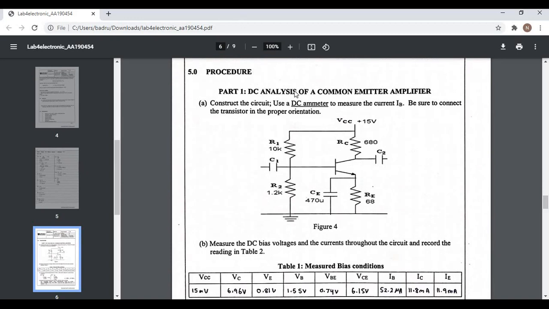Okay, part 1. DC analysis of common emitter amplifier. Construct the circuit. Use a DC ammeter to measure the current. Be sure to connect the transistor in the proper orientation. This is how we're gonna. Ini adalah cara kita nak susun kita punya litar di Proteus.